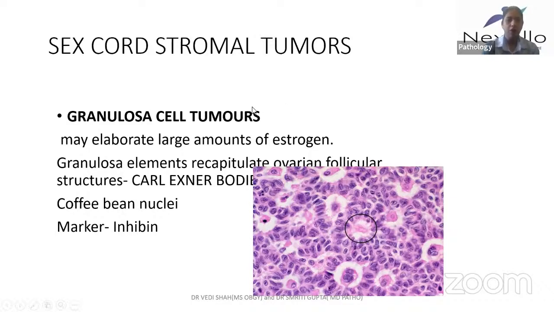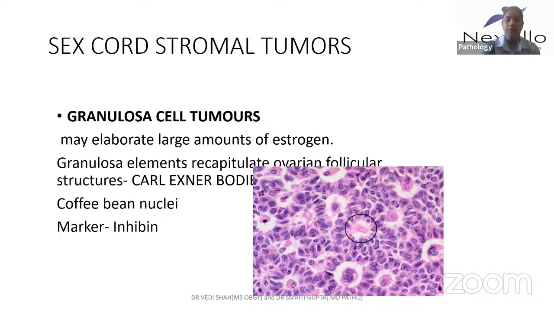Now, if you know how an ovarian follicle progresses during general physiology, you would know that they are lined by granulosa cells. These are the cells which secrete estrogen during the menstrual phase when these follicles are maturing. So when these granulosa cells become neoplastic, they would again secrete large amounts of estrogen.